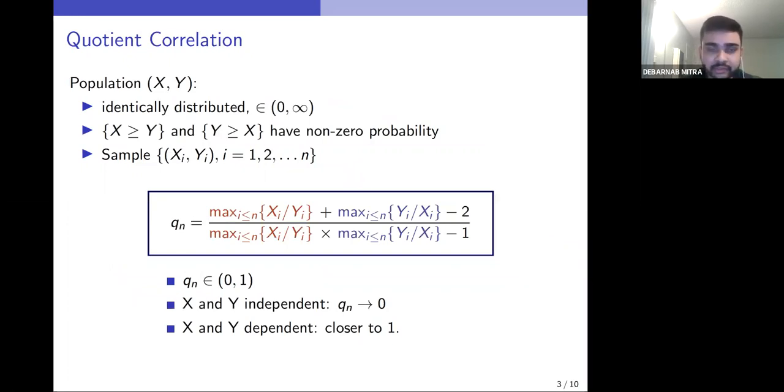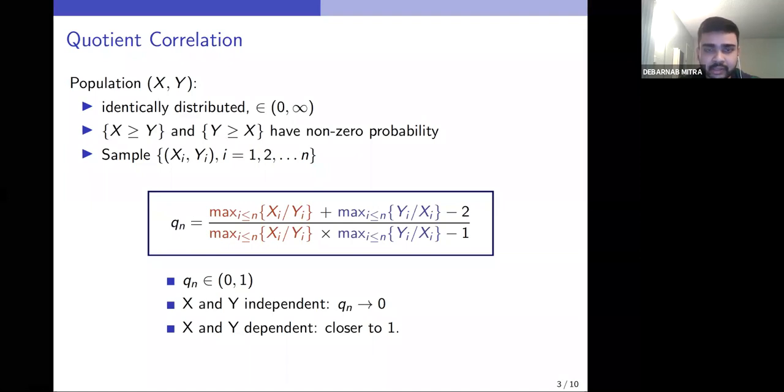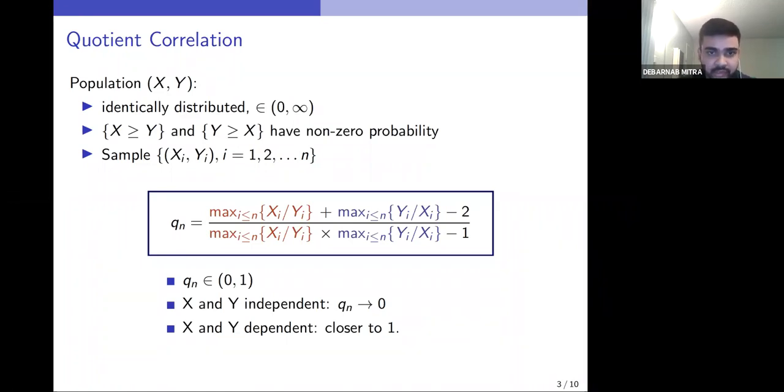Next slide, please. In this slide, we define the quotient correlation coefficient. Suppose we have two random variables X and Y that are identically distributed with support in 0 to infinity, and the events X greater than Y and Y greater than X have non-zero probability. Then we define the quotient correlation by the terms shown in the box. Defined in this way, it satisfies some interesting properties. The first is that the quotient correlation lies between 0 and 1. The second and most important property is that when X and Y are independent, the quotient correlation tends to 0. This is because the term shown in red tends to infinity when X and Y are independent, and similarly the term in blue also tends to infinity.